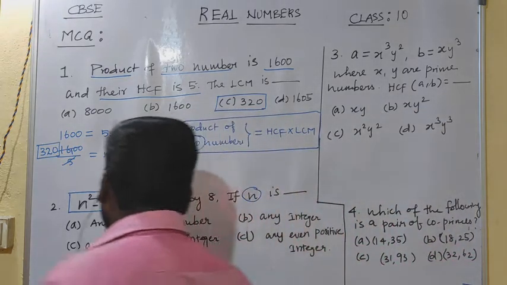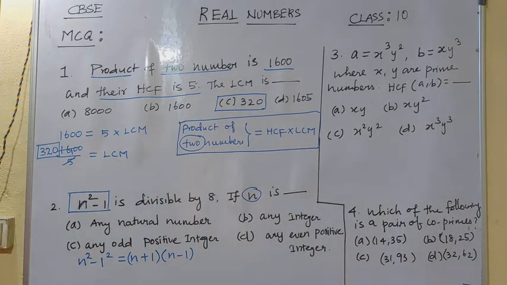Okay, so let us go for checking with option. So first, any natural number. Okay. Any natural number. If I take even 1 is a natural number, right?